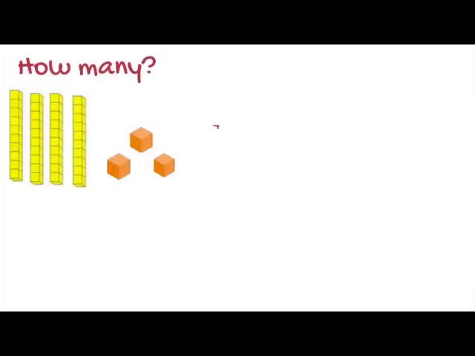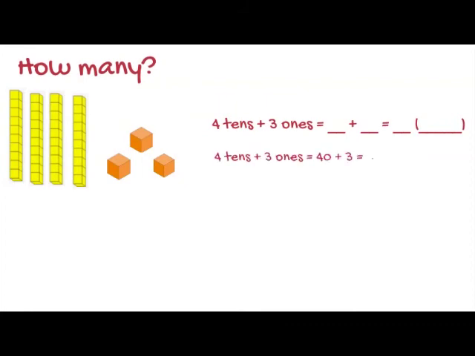So children, in this one, what do you see? You see 4 blocks and 3 cubes. So fill in these blanks. 4 tens plus 3 ones is equal to, tell me what it is. 40 plus 3 is equal to 43. So how do you write the number name? FORTYTHREE, 43. Okay, that was really good.